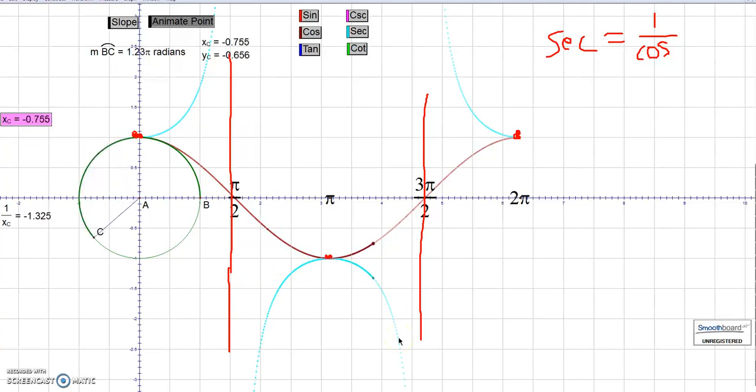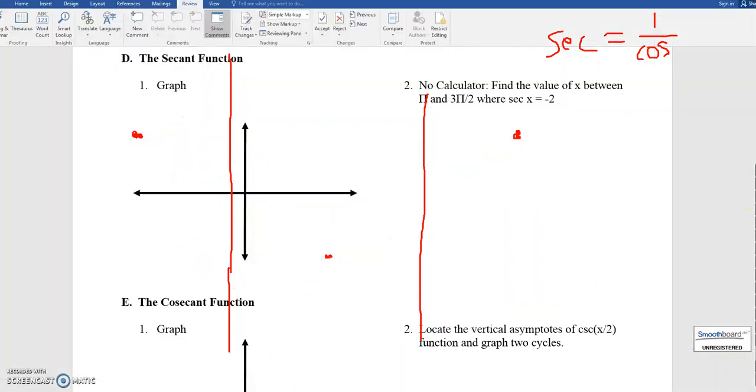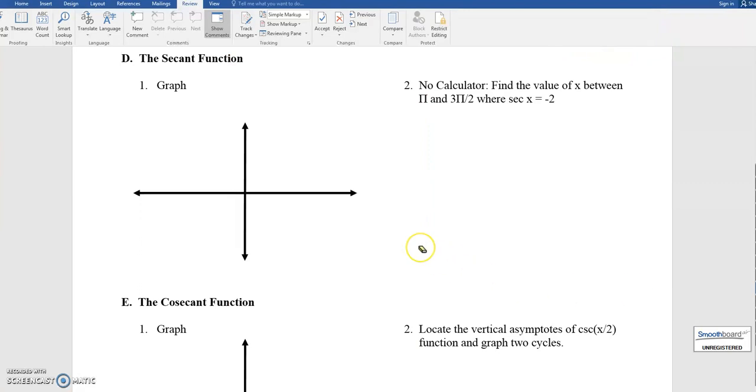I will gladly put this back up on the screen in class and talk about this some more, but that's just a really quick, easy way to remember what secant looks like. Okay, let's get to our notes here. Erase all this stuff. There we go. Okay, again, I'm going to pause this really quick, get a good graph of secant, and then we'll look at our application problem.